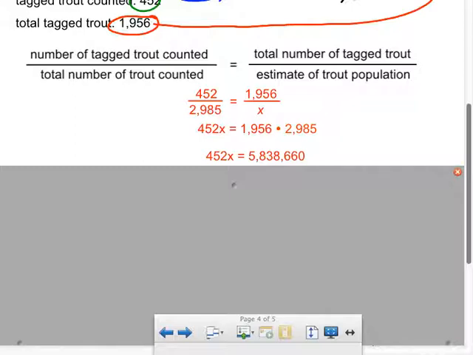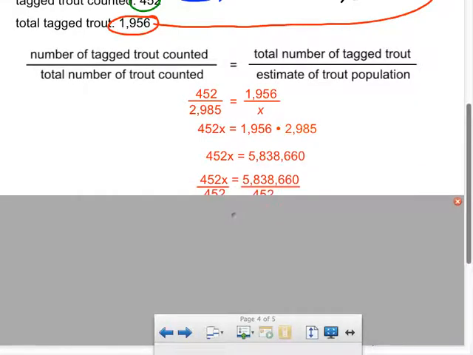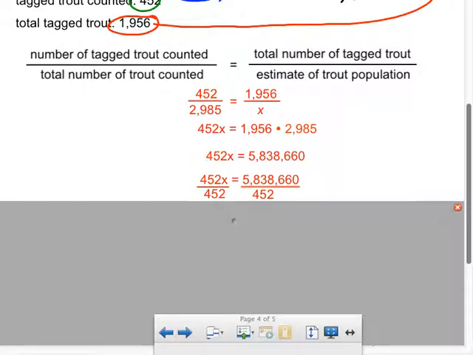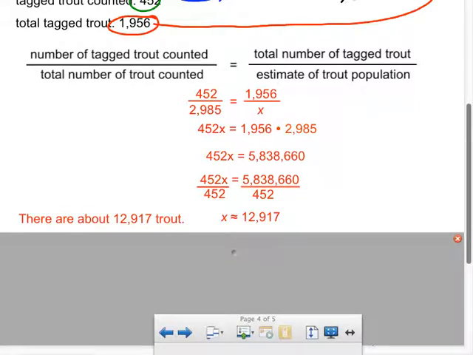Okay, how do I solve for x? What am I going to do? We're going to multiply? What's very good? It's because x is being multiplied by 452. So to isolate x, I have to undo that multiply, divide both sides by 452. And what did you get for your estimated population size? 12,900. Are we good? Yep.